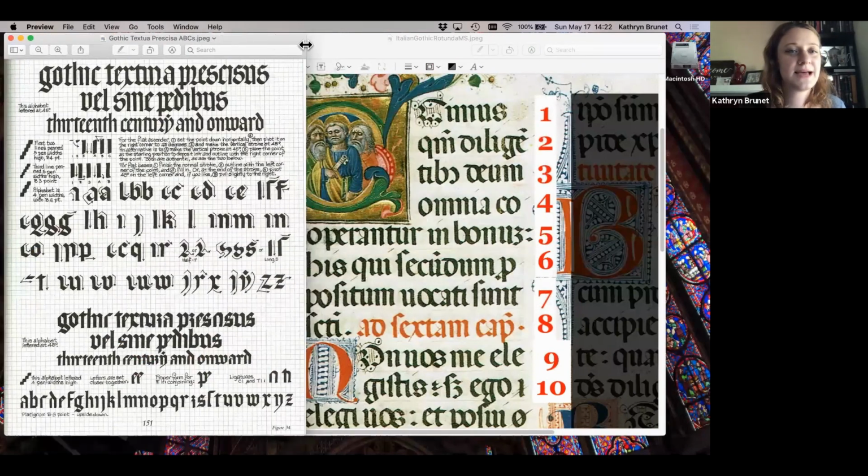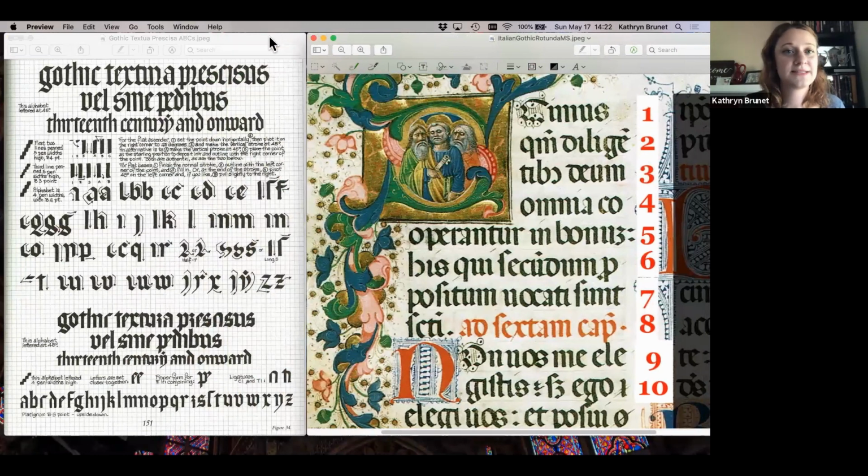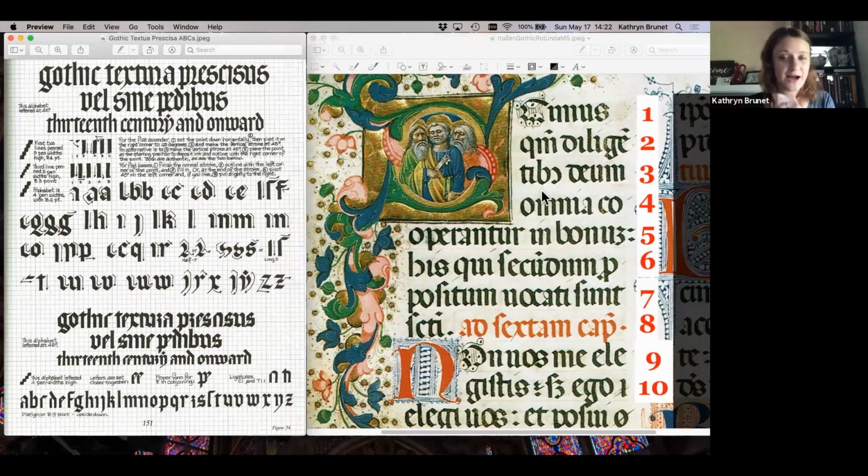So this is an example of a Gothic style that isn't exactly like the style we're looking at on the right, but it is similar. So Gothic textura is a family of scripts. They're all very similar, but they have a lot of unique attributes that make them very distinct in their types of design.